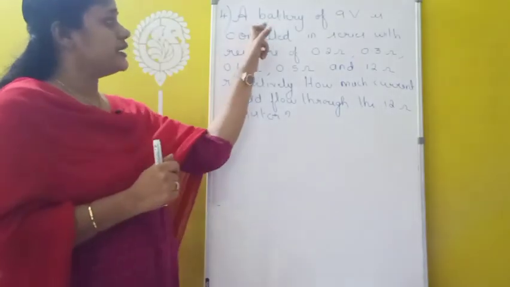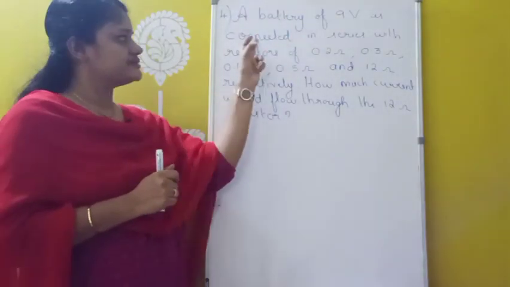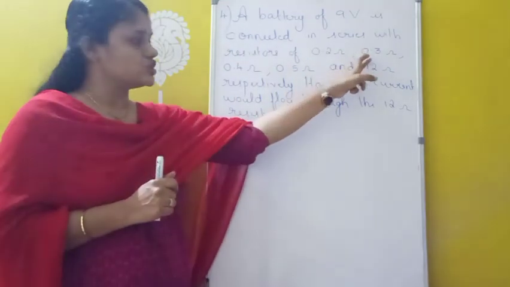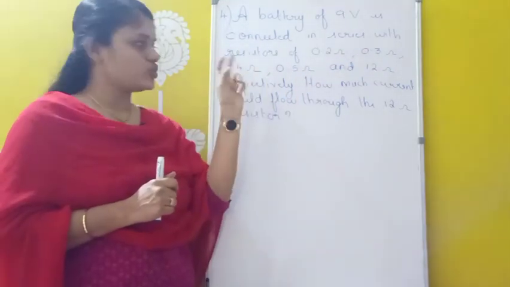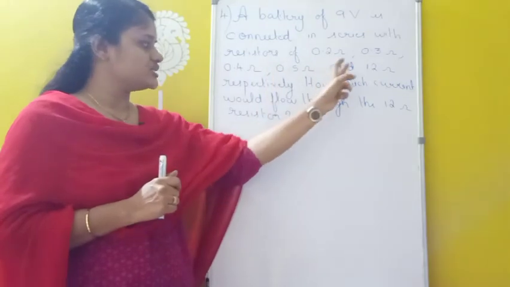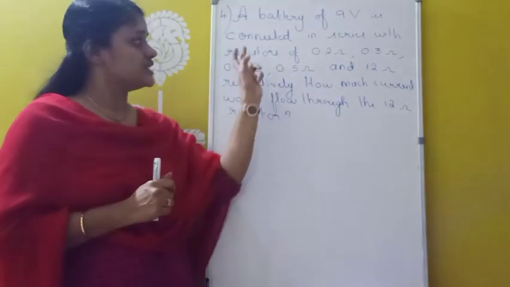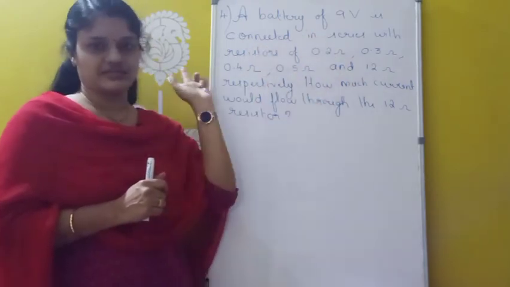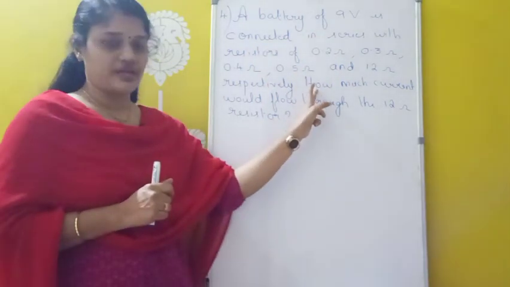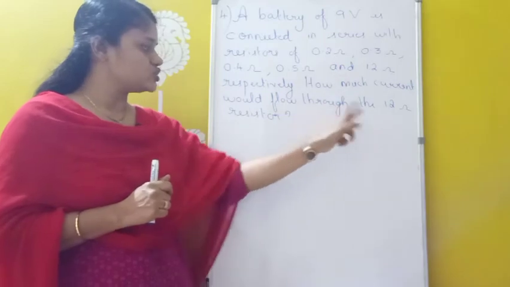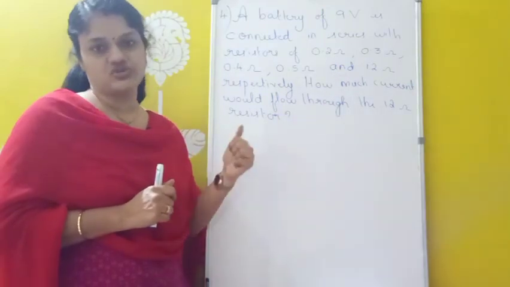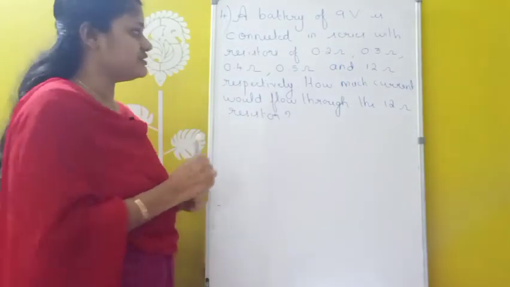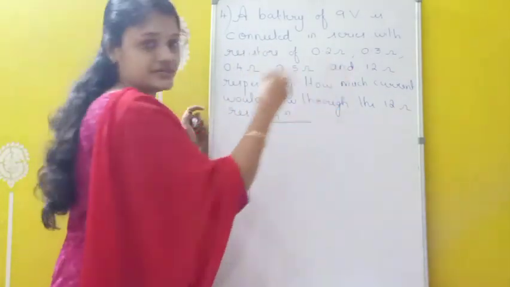Fourth problem. A battery of 9 volt is connected in series with resistors of 0.2 ohm, 0.3 ohm, 0.4 ohm, 0.5 ohm and a 12 ohm respectively. So we are connecting a battery of 9 volt in series with all these resistors, and we have to find how much current will flow through the 12 ohm resistor. So we have to find the current flowing through the 12 ohm resistor. So here it is given that all these resistors are in series.